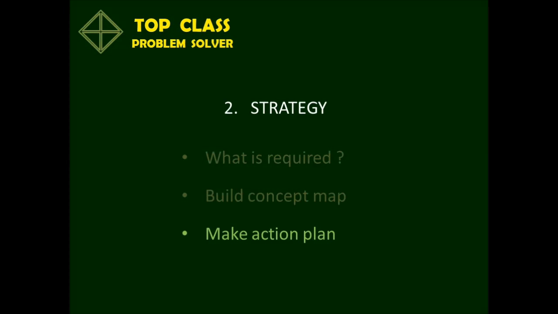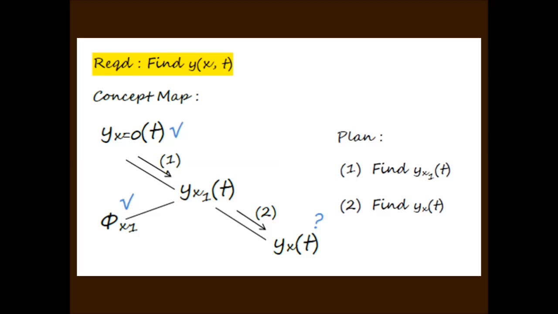The third step of the strategy is to create an action plan based on the concept map. The first step of our procedure will be to take the simple harmonic motion at x equal to 0 and transfer it to our first crest. The second step of our procedure would be to take this equation at our first crest and write down the wave equation for the arbitrary point x.